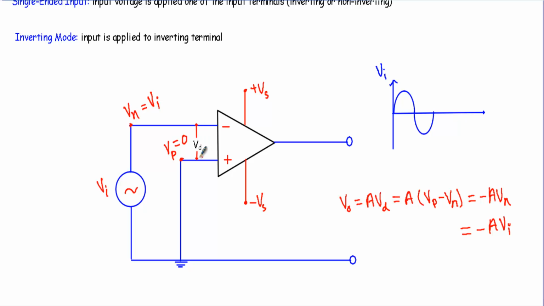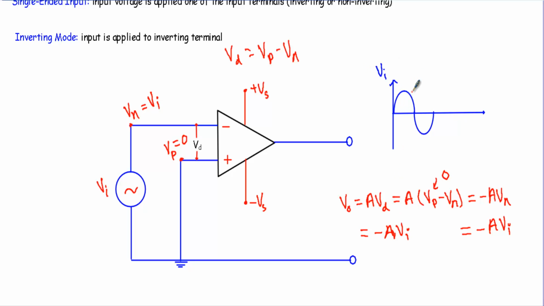Therefore our Vn, the inverting terminal voltage, will be equal to the input voltage Vi. If the voltage difference between the non-inverting and inverting terminals is Vd, then Vd will be equal to Vp minus Vn. Vo equals A Vd, which is A into (Vp minus Vn). Here Vp is equal to 0, therefore it will be equal to minus A Vn, and Vn equals Vi. See here, output voltage Vo equals minus A Vi. That means the input voltage will get inverted at the output side.